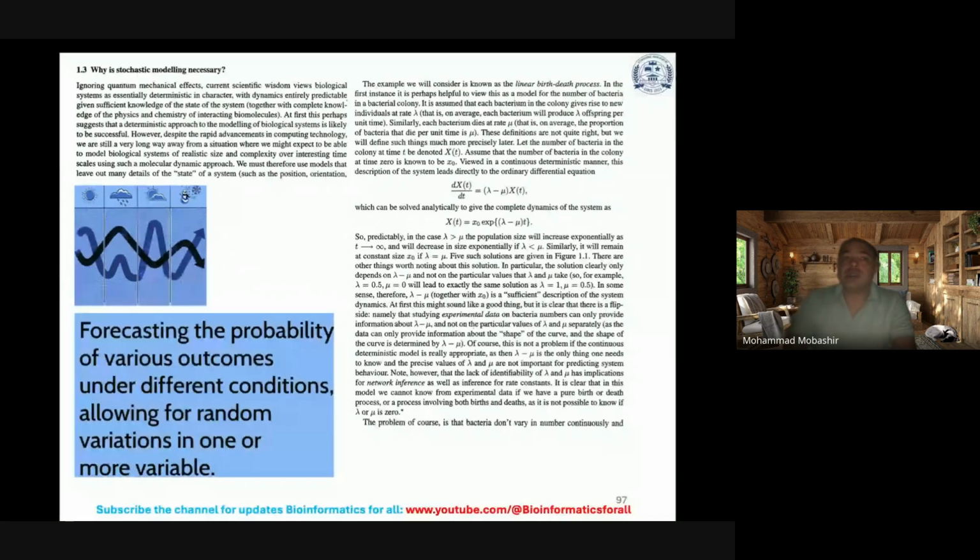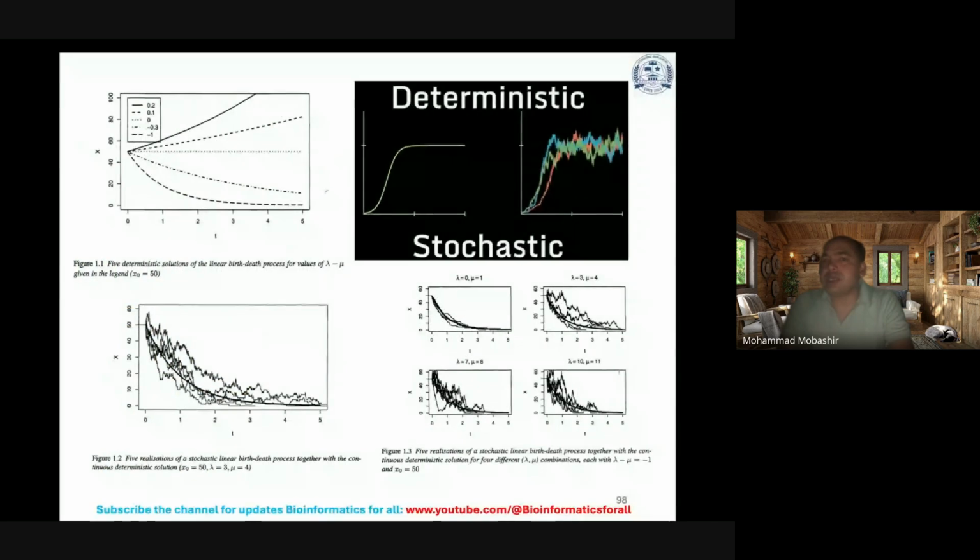Now, the examples of stochastic plots are mentioned here. One of the figures here is showing a deterministic plot and another a stochastic plot. Here you can see how they look, and you can easily understand the deterministic plot and the stochastic plots. The first figure on the left side is showing 5 plots for the deterministic solution, with different values of lambda minus mu.